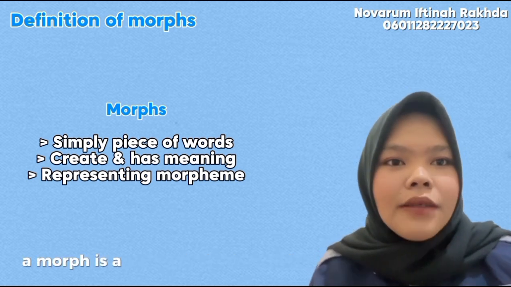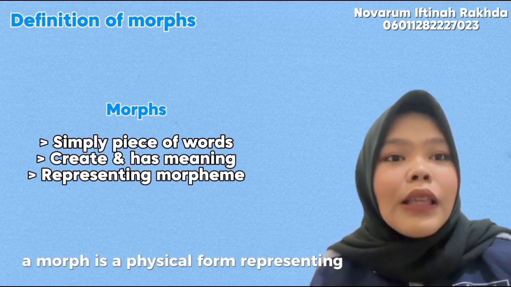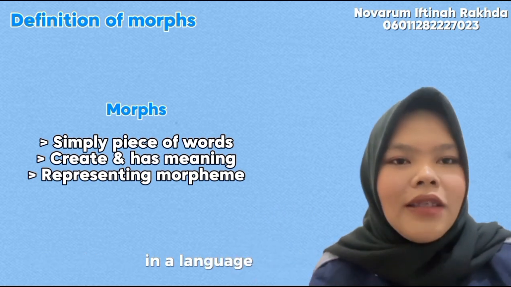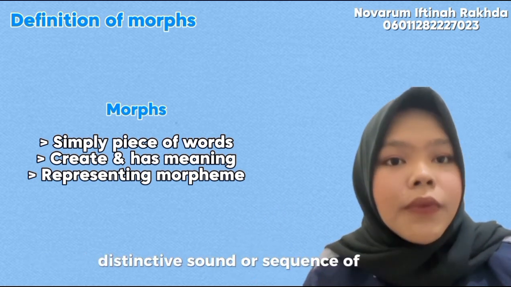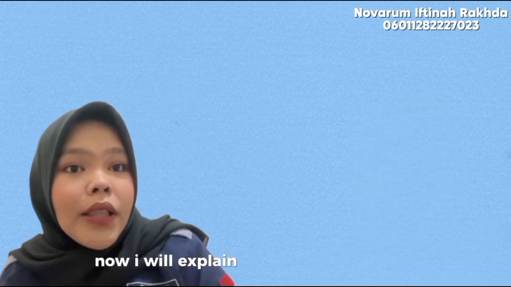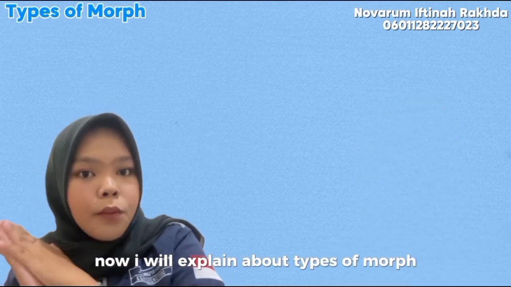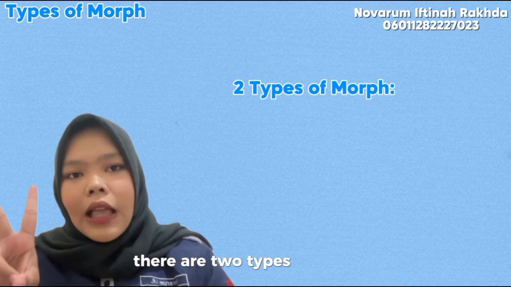A morph is a physical form representing some morpheme in a language. It is a recurrent distinctive sound or sequence of sounds. Now, I will explain about types of morphs. There are two types of morphs.